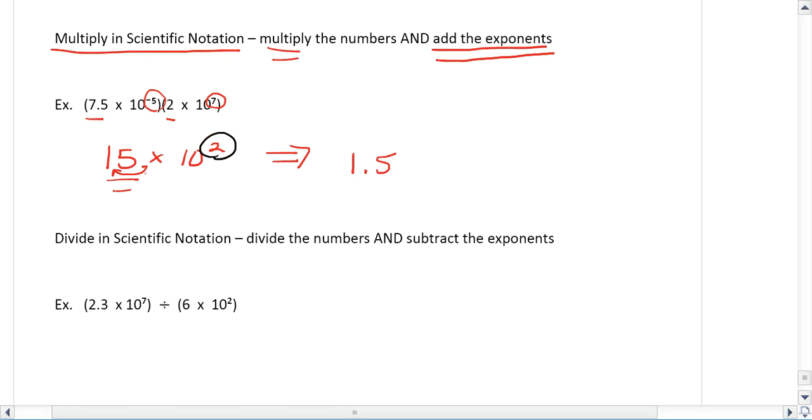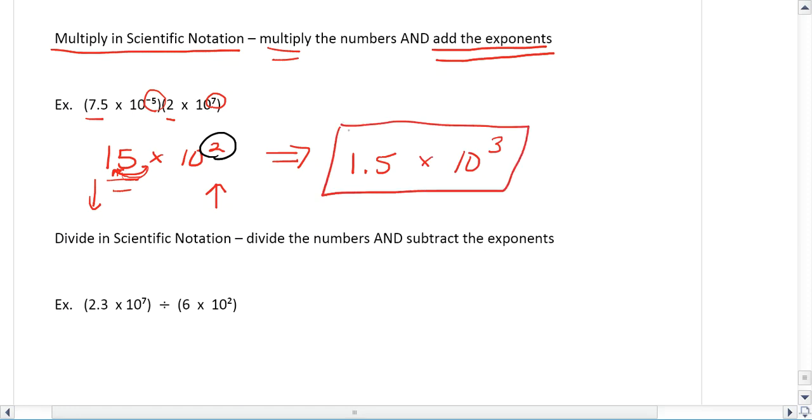The way I like to explain it is, if you're making this number smaller, because we went from 15 to 1.5, then your exponent has to get bigger so that you can maintain the accuracy of your number. So since we made this number smaller by a factor of 10, we need to increase this exponent by 1. And so now it becomes 10 to the third. This is correct scientific notation.